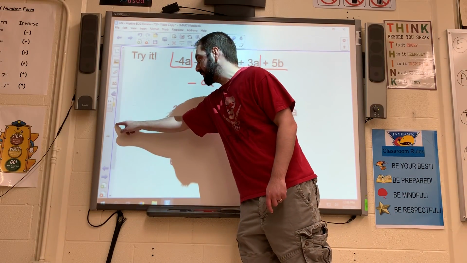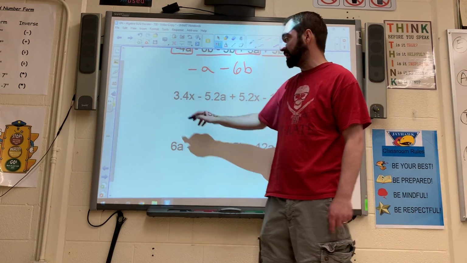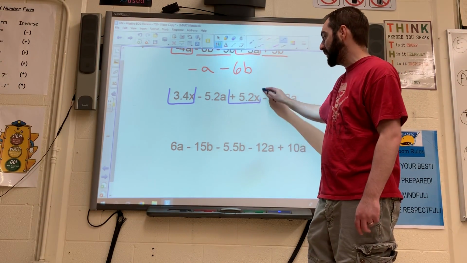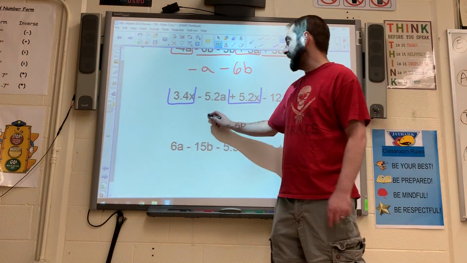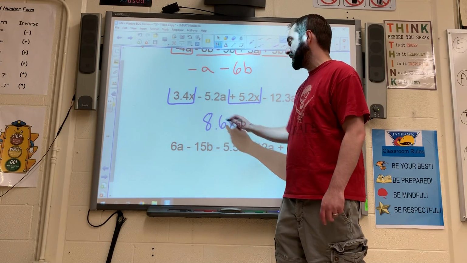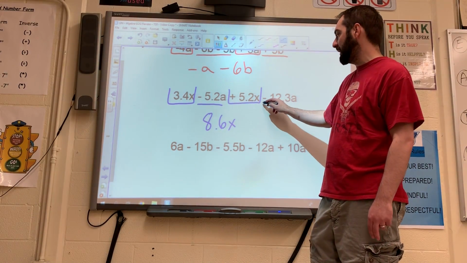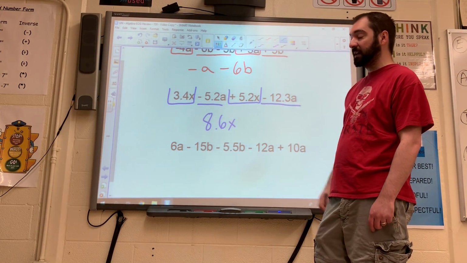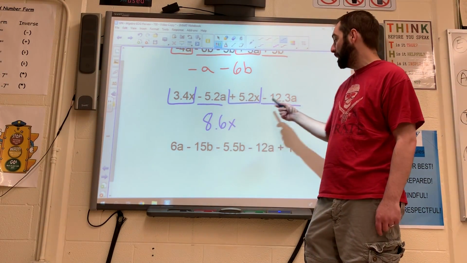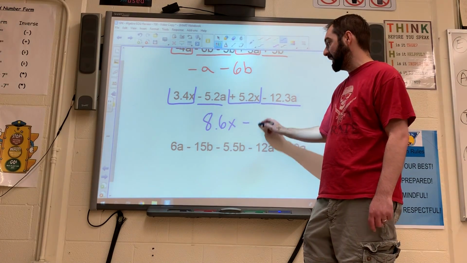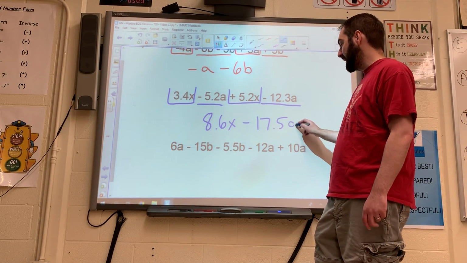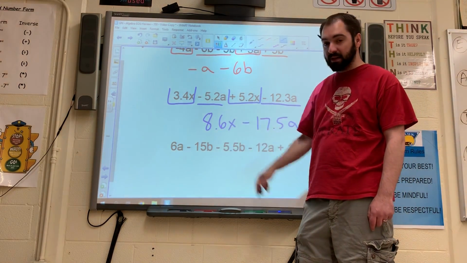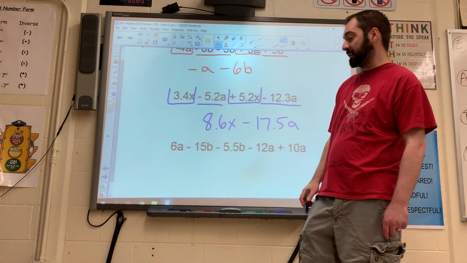Second one, don't let the decimals trick you up. Still using a calculator as long as you code them in correctly. 3.4x plus 5.2x. Well, that's 8.6x. And then I have negative 5.2a, and minus 12.3. Again, negative 5.2 minus 12.3 is going to say negative 17.5a. Again, as long as you're negative 17.5a or positive 8.6x.